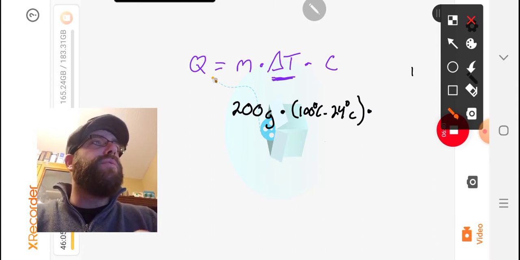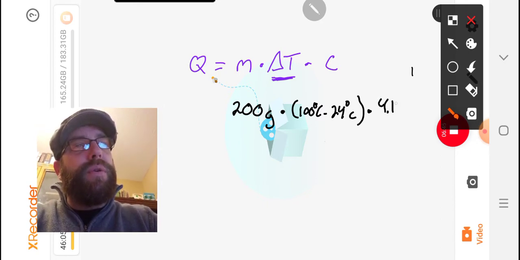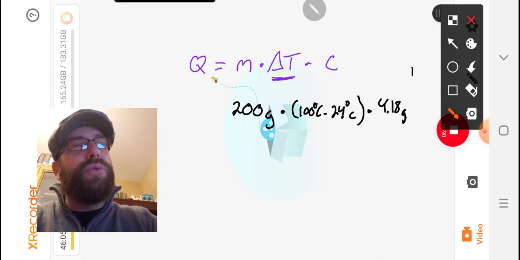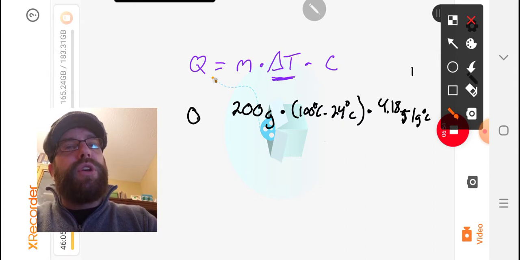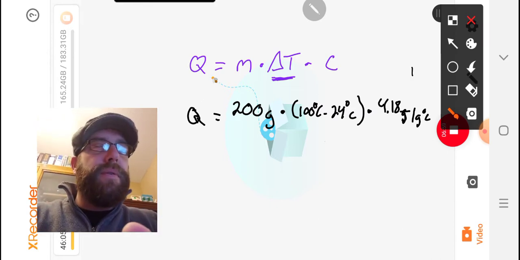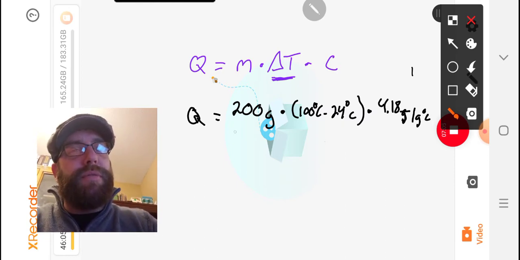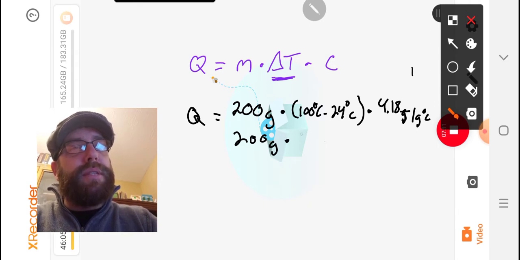The specific heat of water is 4.18 joules per gram degree Celsius. And that's going to equal Q, how much energy needs to be added. So what we're looking for is Q, how much energy. All I need to do is multiply these three things once I simplify that middle section. So 200 grams times 76 degrees Celsius times 4.18 joules per gram degree Celsius.